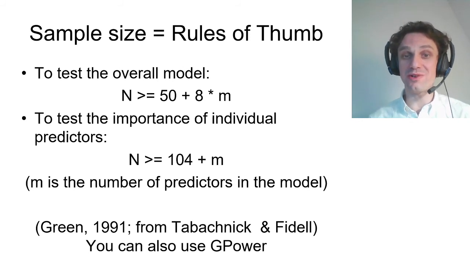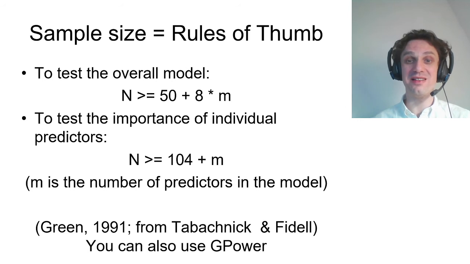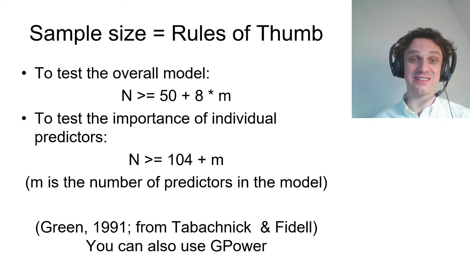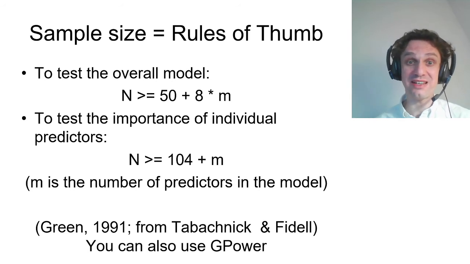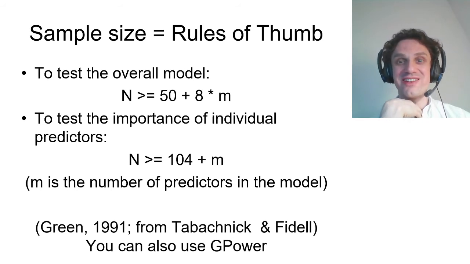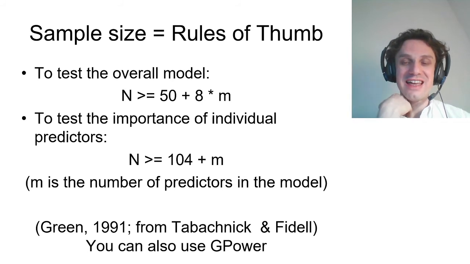To test the overall model, you need to have at least 50 people plus 8 multiplied by the number of predictors. So if you have 2 predictors, you need 66 people in your sample. But to test the importance of individual predictors, to test the beta coefficients, you need 104 individuals plus the number of predictors in your model. So with two variables, in order to test the effects of these variables, you need to have 106 individuals in your sample. And whichever the larger, that rule you should apply.